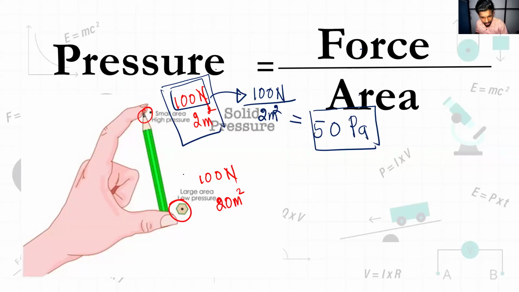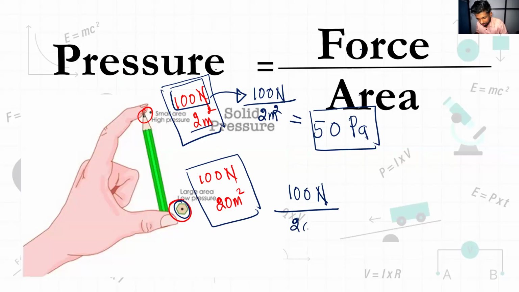We'll calculate the pressure at this point, right? At the largest area, okay. Same equation, force, 100 Newton. What about the area? Here we have put 2, but here we want to put 20 meters squared. Now what is the pressure? 5 Pascal. So did you get that idea?